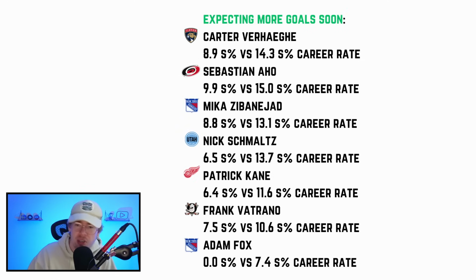Moving on, I want to talk about some of these players here real quick. They didn't make it to the official buy low list for a number of reasons. Some of them, like Verhaeghe, have been playing really well, so the buy low window is closed. And others like Patrick Kane, I don't want to tell you to buy low on because I do have my concerns. Different reasons for different players, but I just wanted to include players that I expect to bounce back in the goal department. These are players that have a lower shooting percentage compared to their career rates. And as you guys can see, Carter Verhaeghe, Sebastian Aho, Mika Zibanejad, Nick Schmaltz, Frank Vatrano, and Adam Fox are on here. I'm expecting the shooting percentage to regress to the mean.